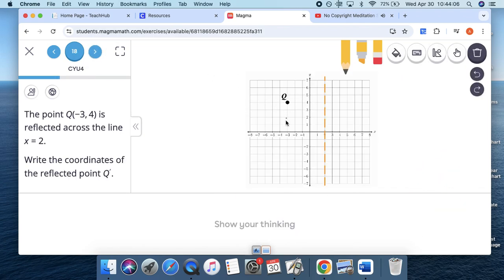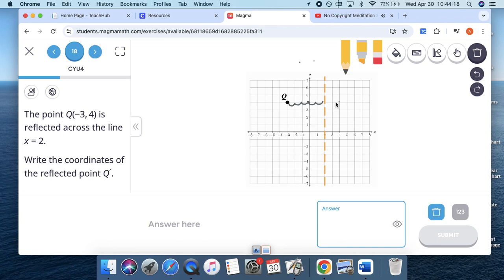Point Q is reflected across the line x equals 2. So they actually drew x equals 2 for us. What are the coordinates? Well, all you gotta do is count. So we got 1, 2, 3, 4, 5. So Q prime should be on the other side. 1, 2, 3, 4, 5. And this is Q prime right here. What's the coordinate? It's 7, 4.